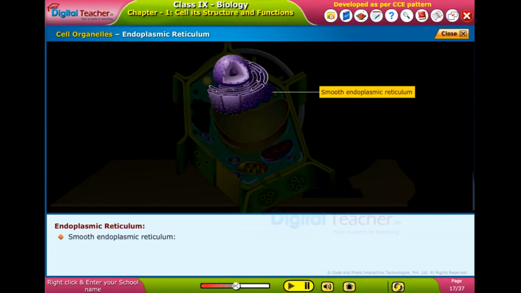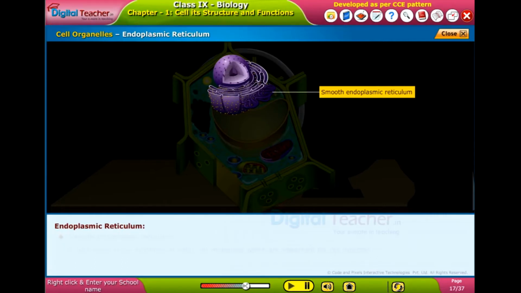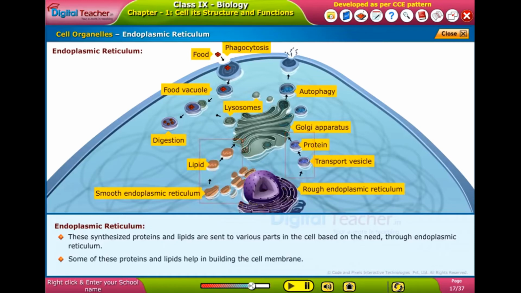Smooth endoplasmic reticulum. If the parts or sections of endoplasmic reticulum do not contain ribosomes, then it is said to be smooth endoplasmic reticulum, SER. SER helps in the synthesis of lipids, fat molecules, which are important for cell function. These synthesized proteins and lipids are sent to various spots in the cell based on the need through endoplasmic reticulum. Some of these proteins and lipids help in building the cell membrane.